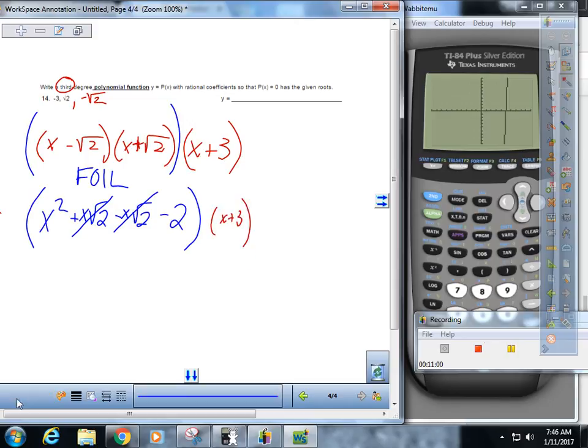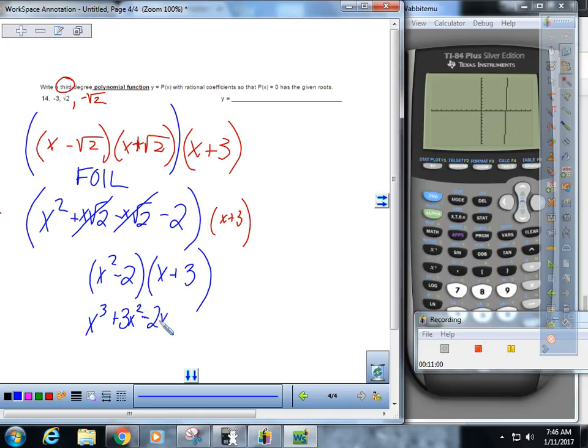So we end up getting x squared minus 2 times x plus 3. Now we FOIL that again. x squared times x is x cubed. x squared times 3 is 3x squared. Minus 2x minus 6. And there is your answer.